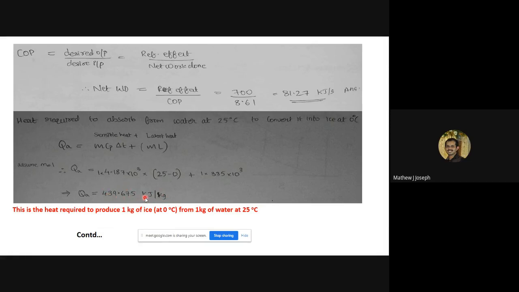So that kilojoules is 439.675 kilojoules. So what is the physical meaning of this result? That is, in order to produce 1 kilogram of ice at 0 degree Celsius, we needed to absorb 439.675 kilojoules of heat from water, which was initially at 25 degrees Celsius. So now let us continue with this.